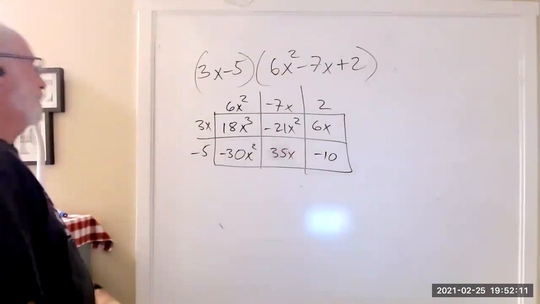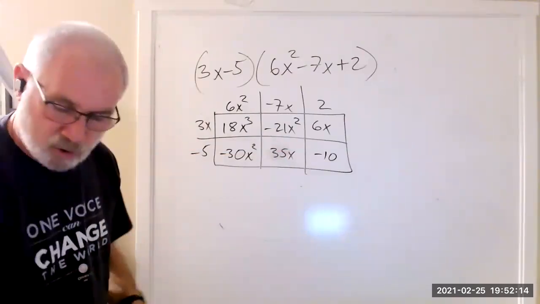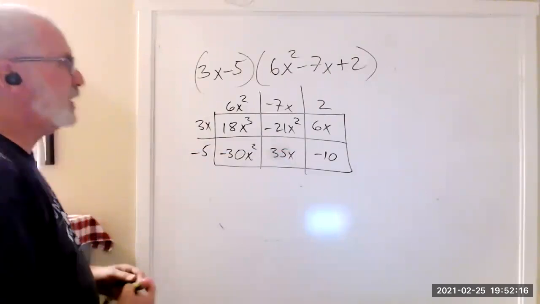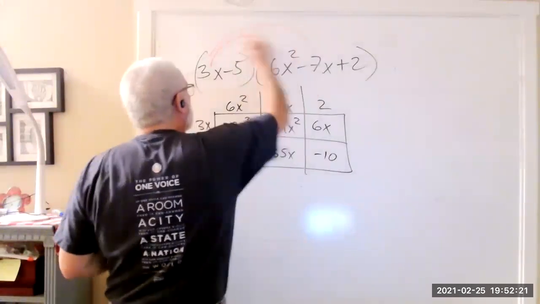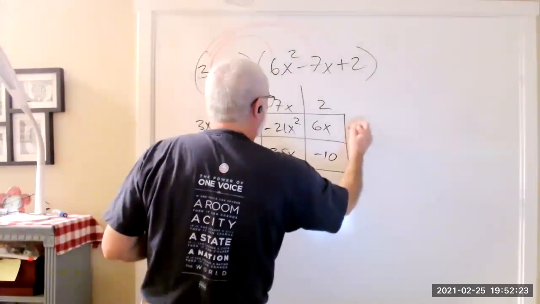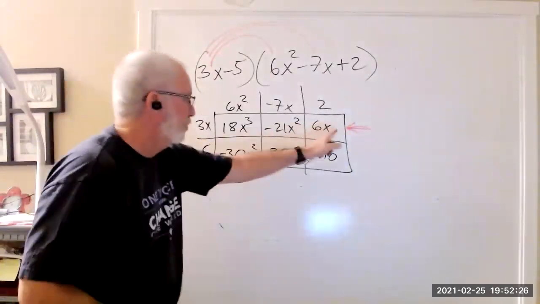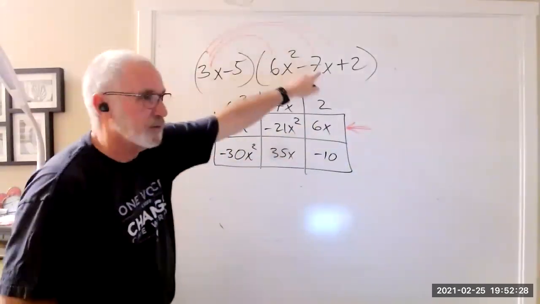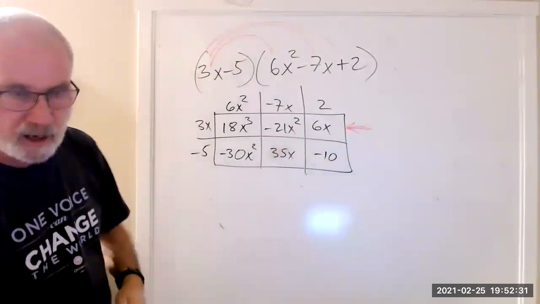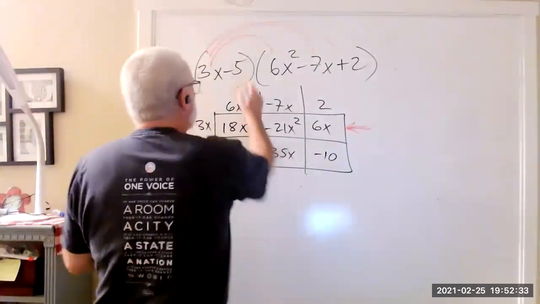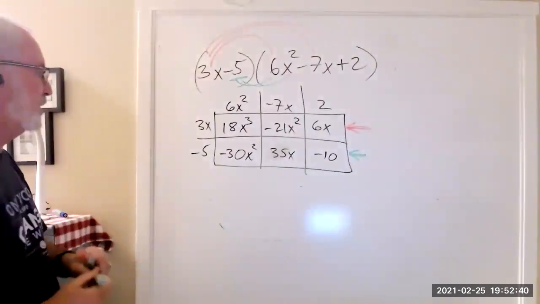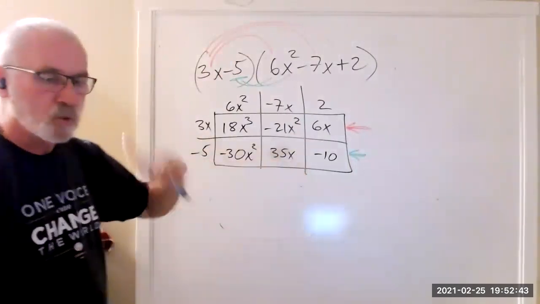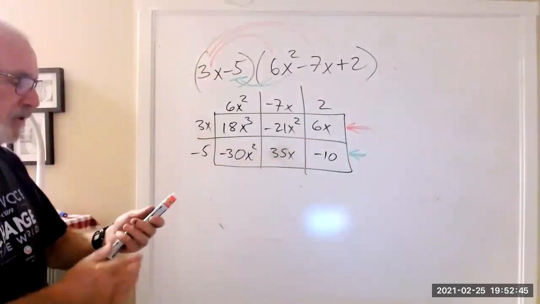So notice something. If you did it the other way, if you distributed the 3x to everybody here, this is the row that you should have gotten when you distributed the 3x to everybody. If you did it the traditional way. And then if you distributed the -5 to everybody, this is the row you should have gotten when you distributed the -5. So the work is all here, it's just in a little bit different order.